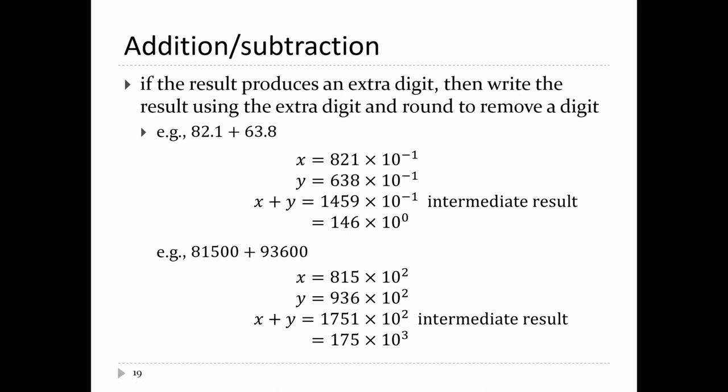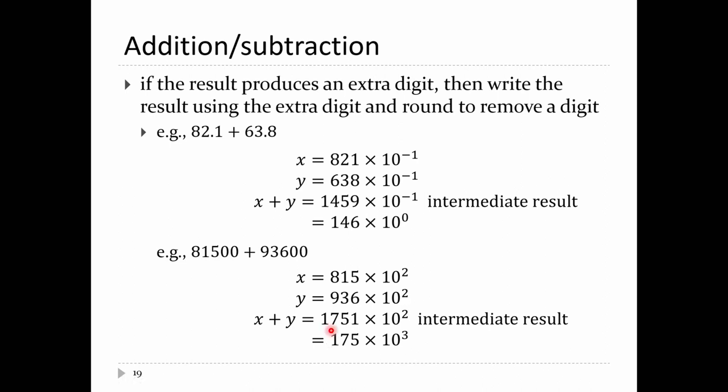Again, our numbers have the same exponents, our operands, the two values that we're summing. When you sum them together, if you get four digits in this case, then what you do is round that result so that it only has three digits. You round that result to the nearest tens, not to the nearest ones. So you get 146, and then adjust the exponent to get 146 times 10 to the 0. Now we have three digits and an integer exponent. Notice that the result is not the same as the correct result. There is some inaccuracy in the result.